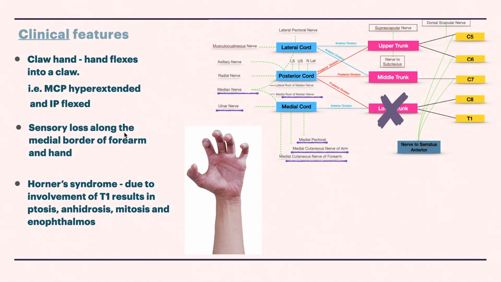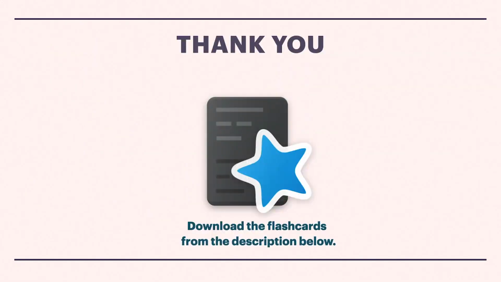Now there is sensory loss along the medial border of the forearm and hand. So here, this is the medial border of the hand and there is loss of sensory innervation. Then we have Horner syndrome, which occurs due to involvement of T1 root. It results in ptosis, which means drooping of the upper eyelid. Then we have anhidrosis, which is inability to sweat. Then we have miosis, which is constriction of the pupil, and enophthalmos, which is basically posterior displacement of the eyeball in the orbit. And with this, we have reached the end of the video.